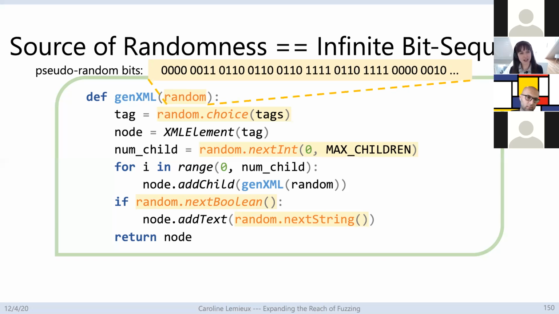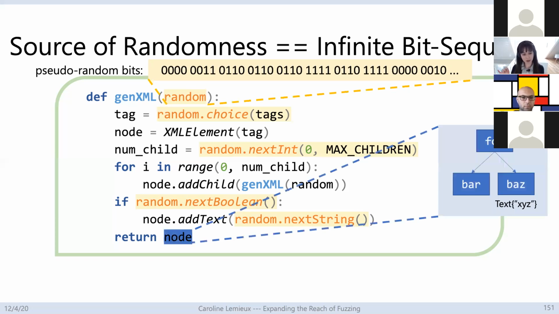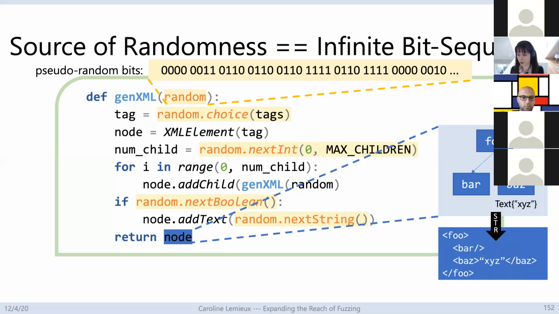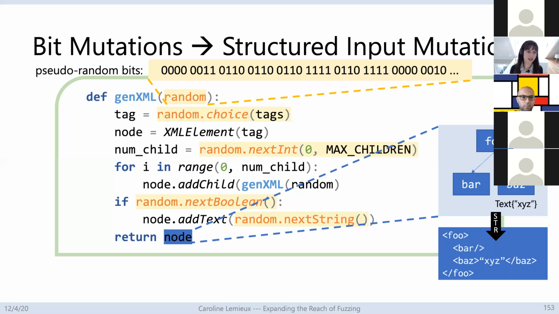And then the interesting thing is that once you fix one of these sequences of pseudo-random bits, each of those sequences directly corresponds to a single generator-generated input. In this case, this particular XML tree, which is serialized as follows. And if you mutate some of these bits that are influencing the choices, you'll get a slightly mutated generated input.